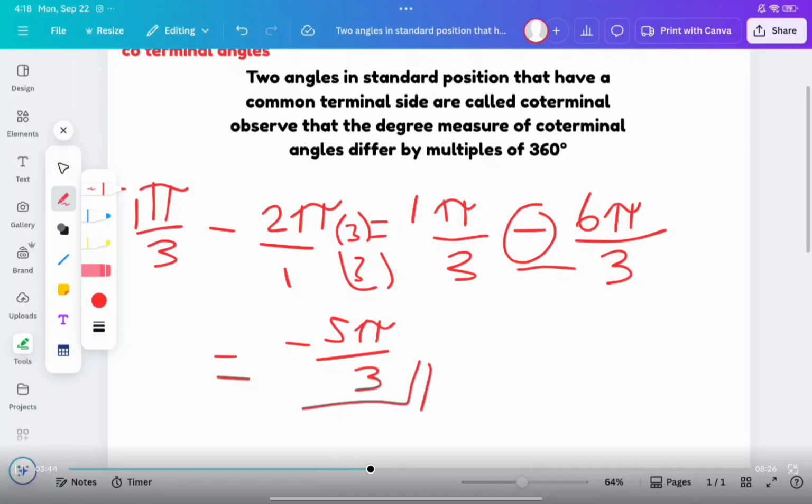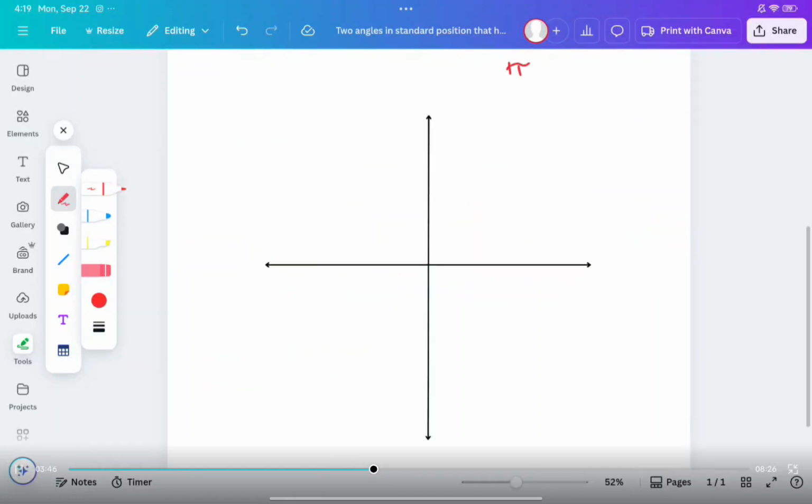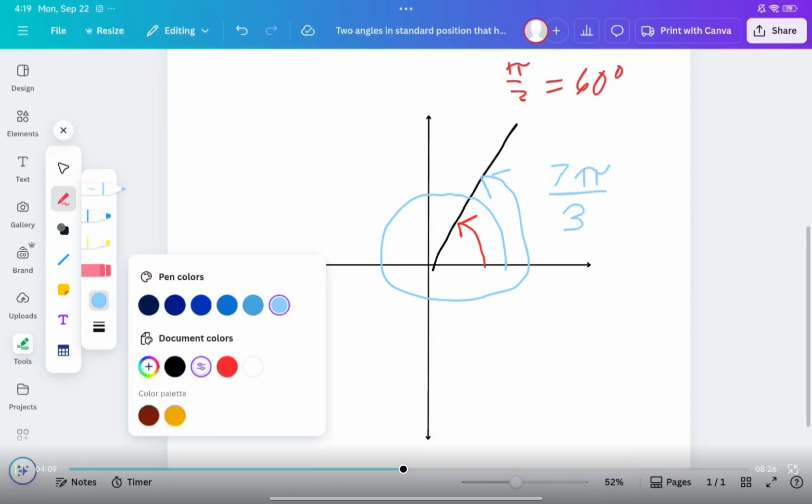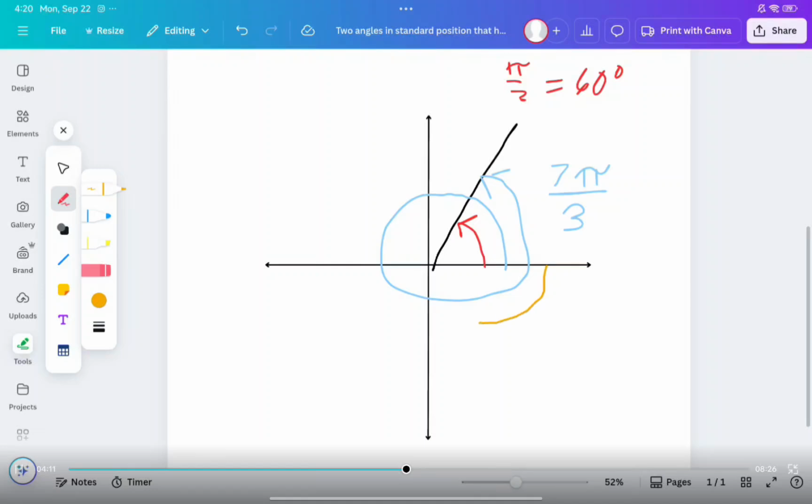Now let's graph it. Pi over 3 is equivalent to 60 degrees. So now we can easily find the terminal side. It's in quadrant 1. So we can now take the positive coterminal and rotate it counterclockwise. So here our positive coterminal is 7 pi over 3. And to find the negative coterminal, we can rotate clockwise. And our negative coterminal is negative 5 pi over 3.